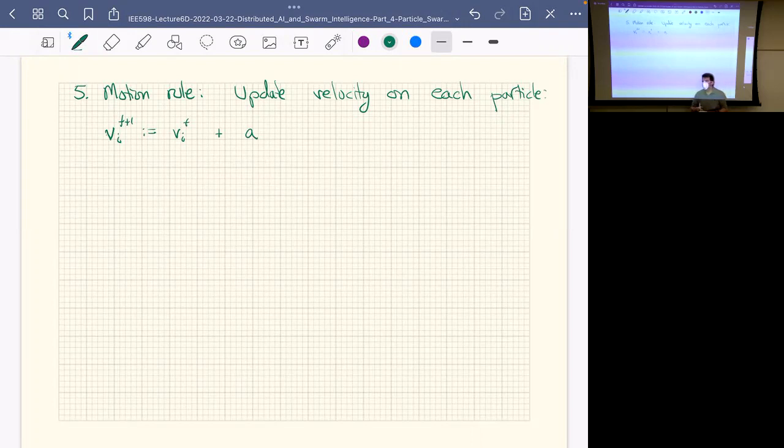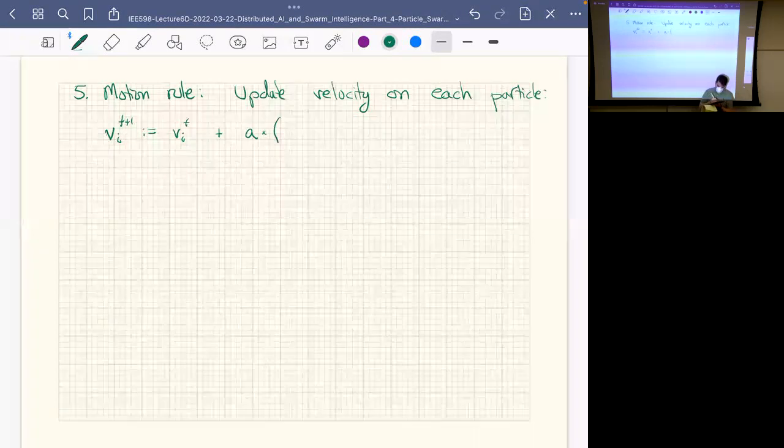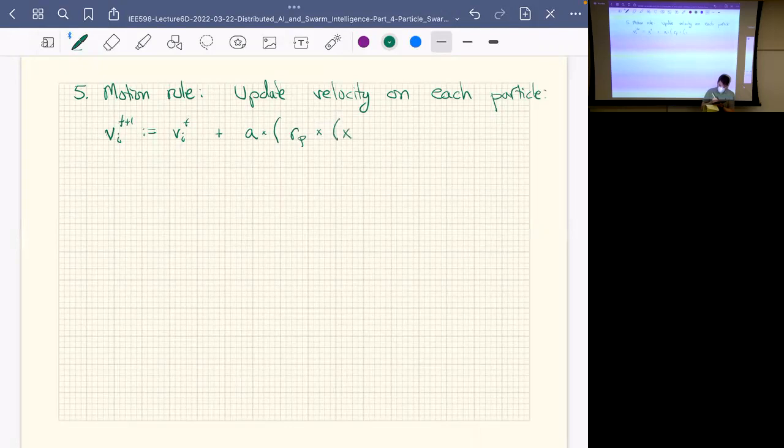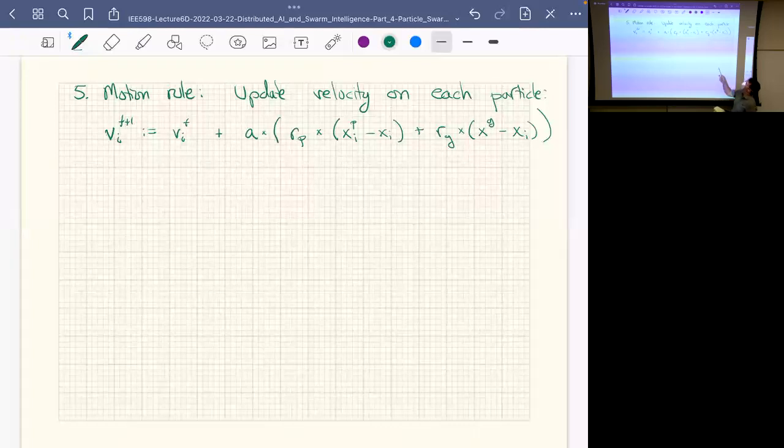this acceleration, I'm not going to say anything about its magnitude right now, times RP times the personal best for this agent minus its current position, plus the RG, and I'll define these in a second, the global best position minus the current position. I was hesitating before, I wrote this last time as XJ, where I said it's the current position of the one that had the global, and that's not right. It didn't make sense to me then, but I had it in my notes. But this is the position of where the global best was across the whole group. And so this isn't a position of any current agent, this is the position of the global best.